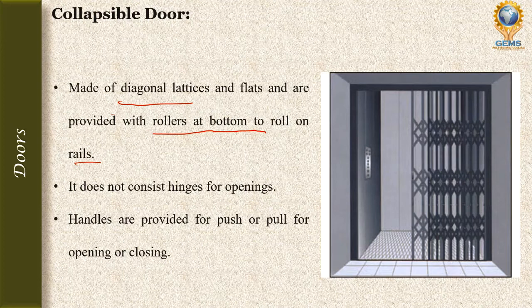These types of doors do not have hinges for opening. So you have to slide it to open it. Handles are provided for push or pull for opening or closing. So if you want to open, you have to push the door, and if you pull the door, it will be closed. So this is the collapsible door.